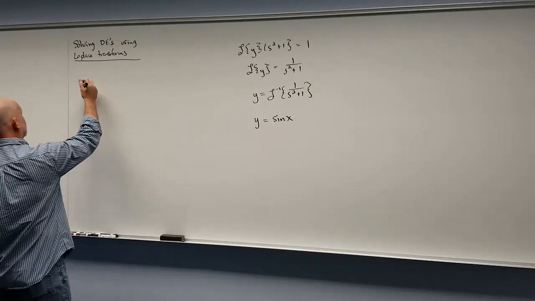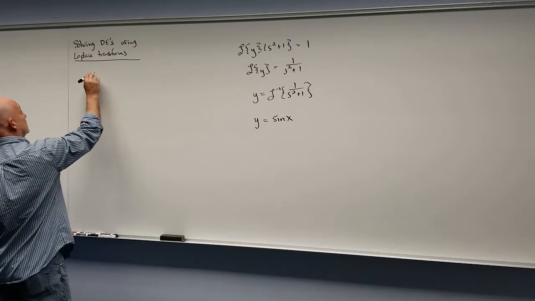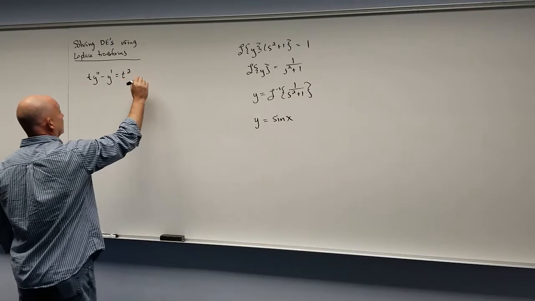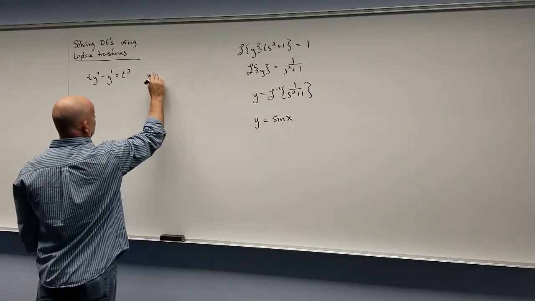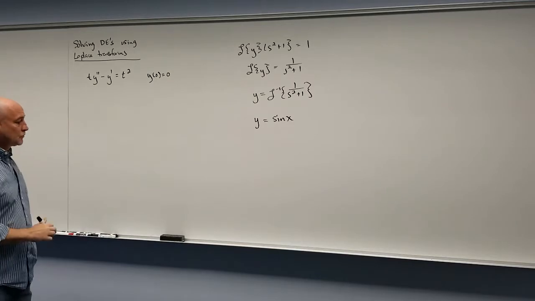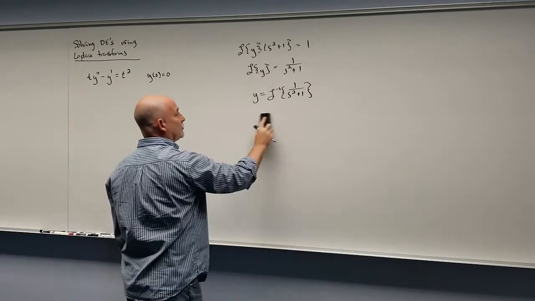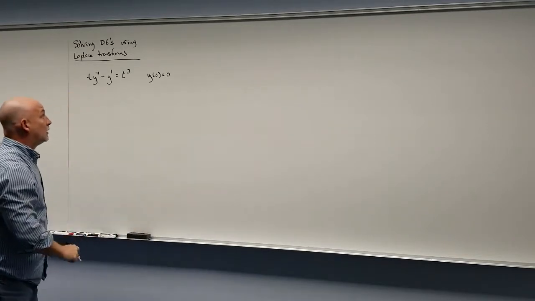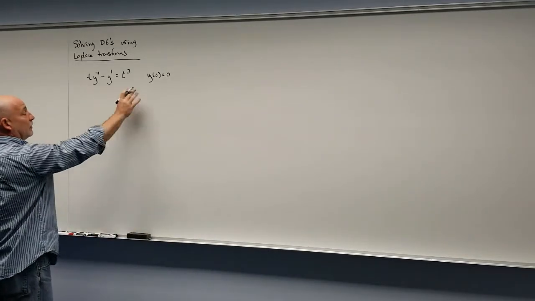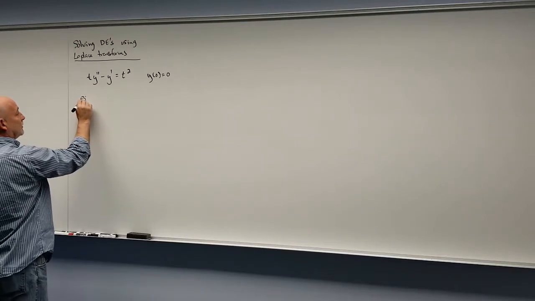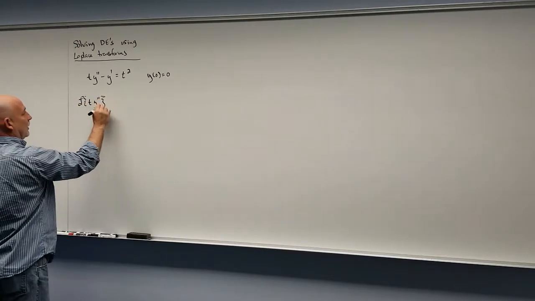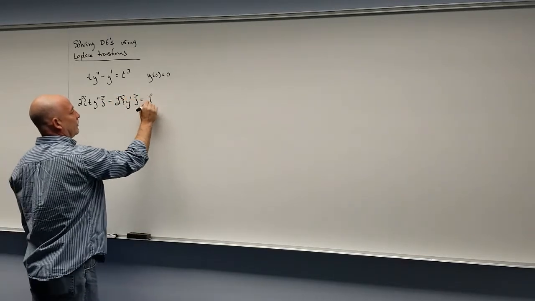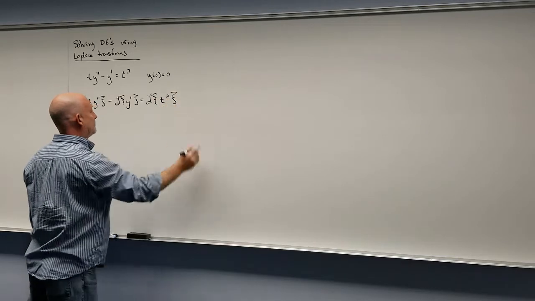Let's do t y double prime minus y prime is equal to t squared. And let's say we know y of 0 is 0. So this is actually a much harder example of what can happen when we use the Laplace transform to solve differential equations. All right, again, let's take the Laplace transform of everything. The Laplace transform of t y double prime, minus the Laplace transform of y prime, equals the Laplace transform of t squared.